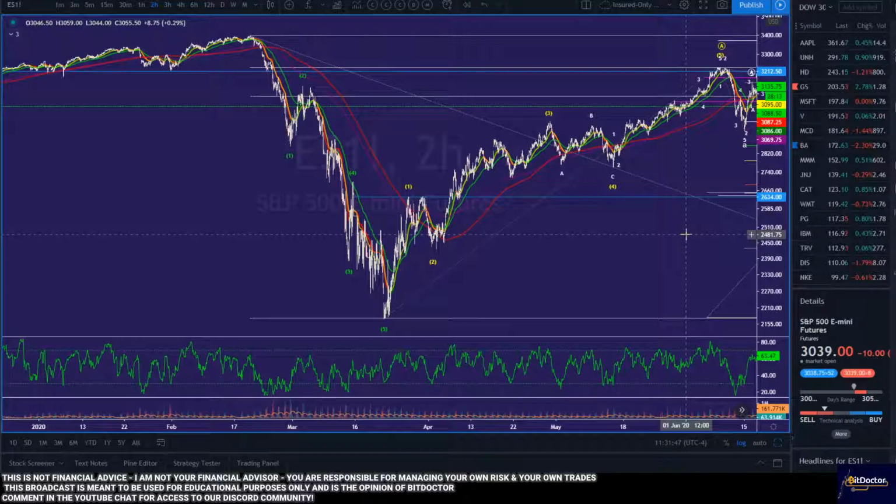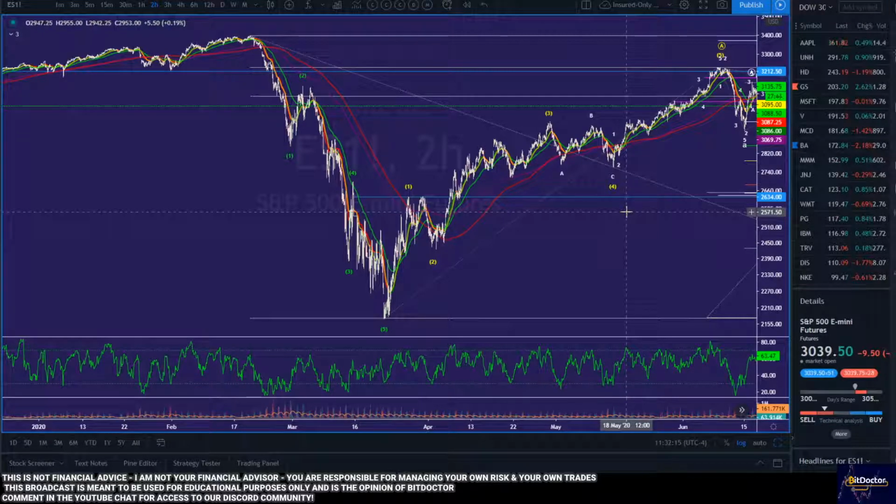Now we're working on a much larger B wave, and it's going to take a long time for this thing to resolve. So basically we have an A, and then we're looking for an A, B, C to complete the B, and then a larger move down to complete the C. Personally, I think we're going to have a downward move for the next 2 to 3 months, and then an upward move for the following 2 to 3 months.